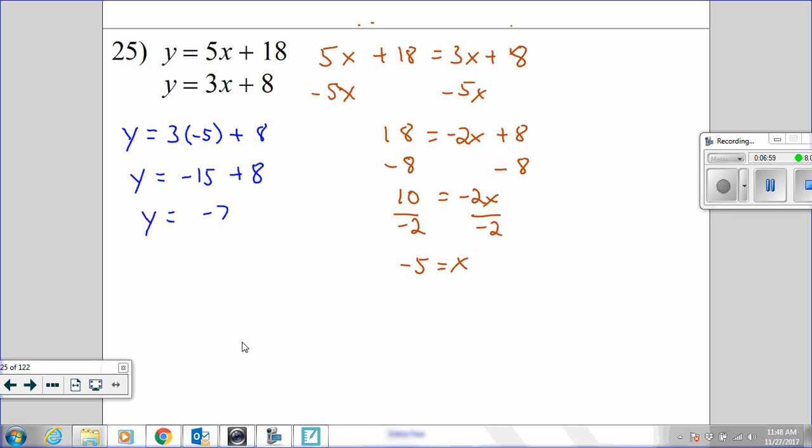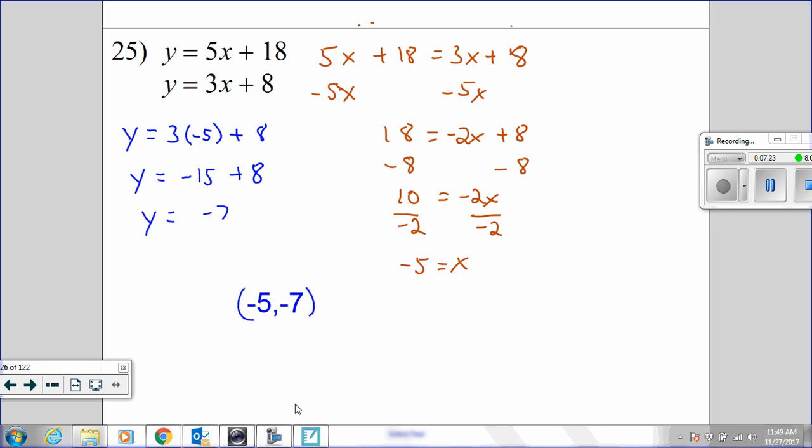So I have my coordinates for my 1 point, my negative 5 for my x, and my y, which is negative 7. So I'm going to write that out, (negative 5, negative 7). Okay, so that is system of equations solving by substitution.